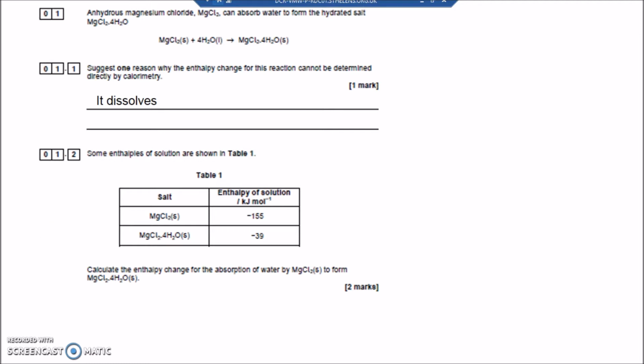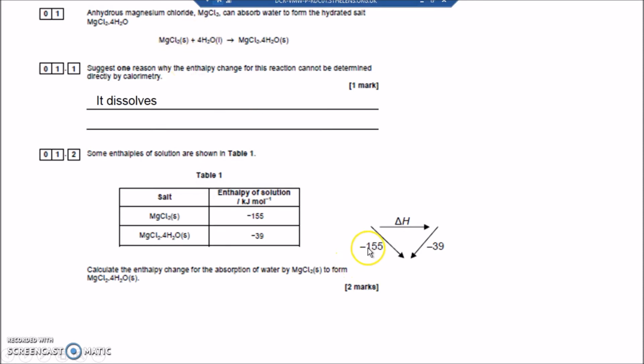So now we've got the enthalpy of solution, the energy released, minus 155 kilojoules per mole when 1 mole of magnesium chloride is dissolved in water. And then we've worked out the same for MgCl2·4H2O, how much energy is released, it's an exothermic reaction, when 1 mole of this is dissolved in water. And then what we do is we draw a triangle. So we've got this reaction here, MgCl2 and 4H2O going to MgCl2·4H2O.